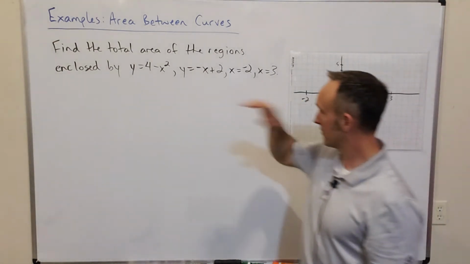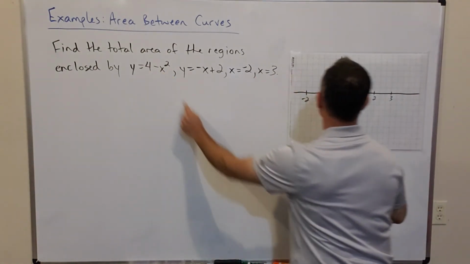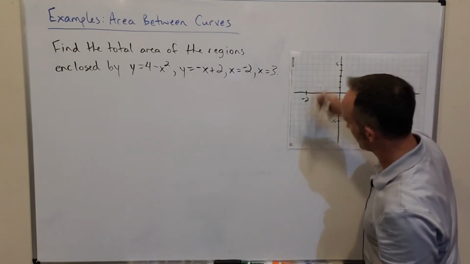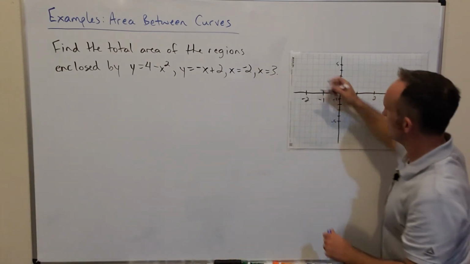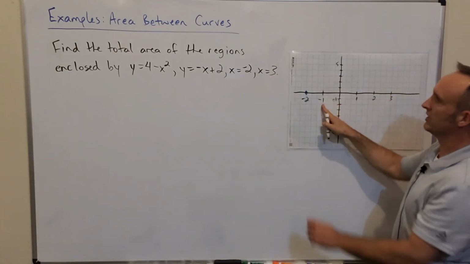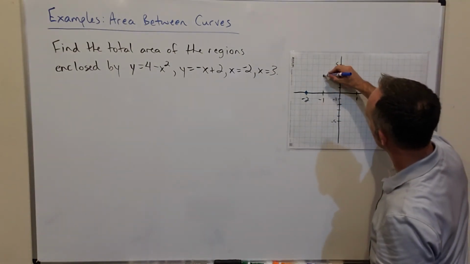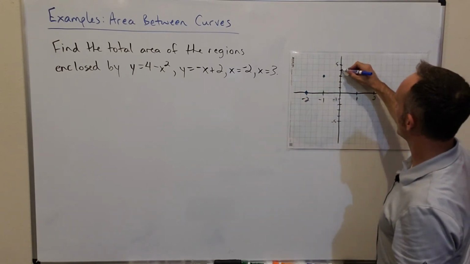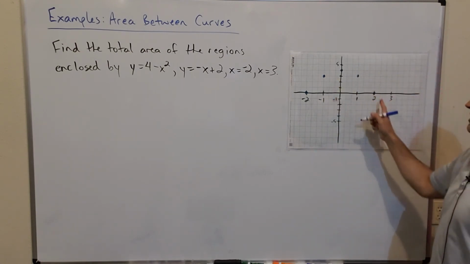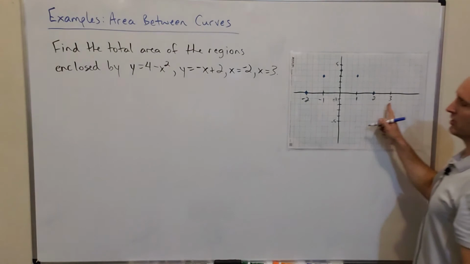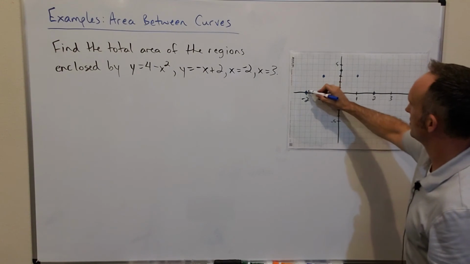So let's graph the parabola first. If I plug in negative 2 for x, I get 4 minus 4, which is 0. If I plug in negative 1, I get 4 minus 1, which is positive 3. If I plug in 0, I get 4. If I plug in 1, I get 3. And if I plug in 2, I get 0. Those are easy to see because of the symmetry. If I plug in 3, I get 4 minus 9, which is negative 5. And here is the parabola.